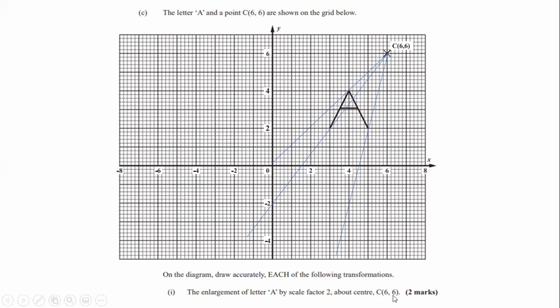So I'm going to work this 2 ways. First, by drawing lines from the center passing through the object, so we can get the corresponding image. So what we're going to do is draw lines from the center, which is (6, 6), through each point on the letter A. So we're drawing through this top one, this point here, and this point here.